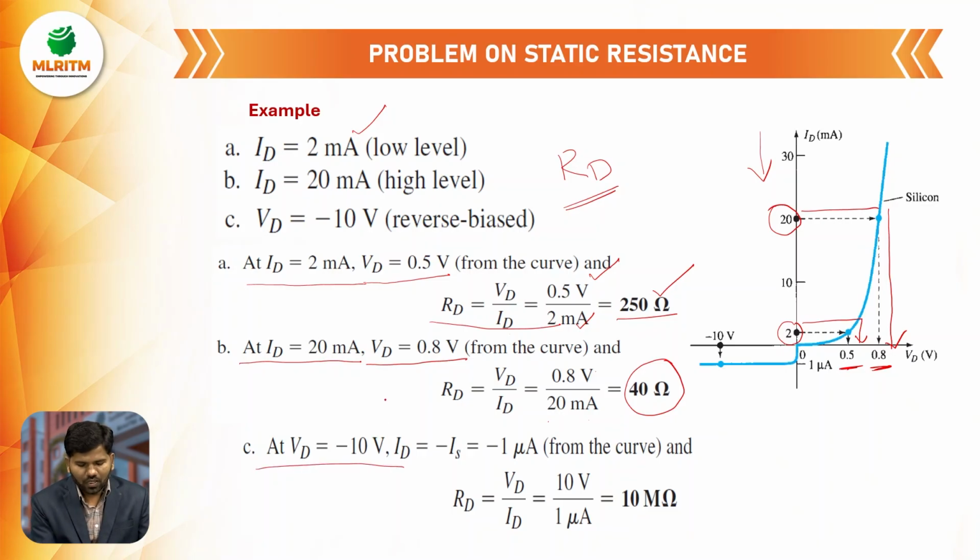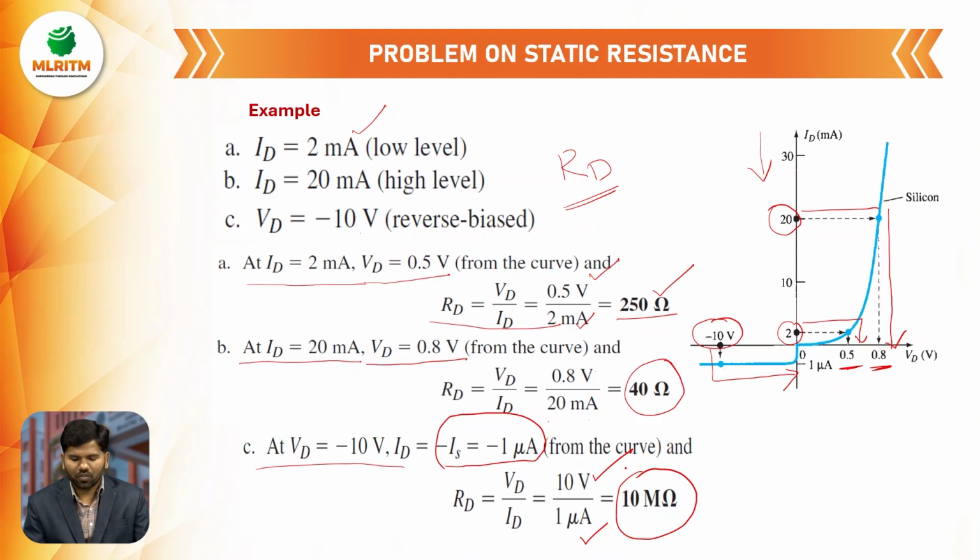And the third one, so VD is equal to minus 10 volts, which means the reverse voltage, right? So for minus 10 volts reverse voltage, the corresponding reverse current is 1 microamp. If you observe here, minus 1 microamp. So minus IS, which means reverse saturation current, is equal to minus 1 microamp. By substituting this equation, 10 volts by 1 microamp, that is 10 mega ohms, which means the reverse resistance is more compared to the forward resistance, right? So it is a simple problem solving.